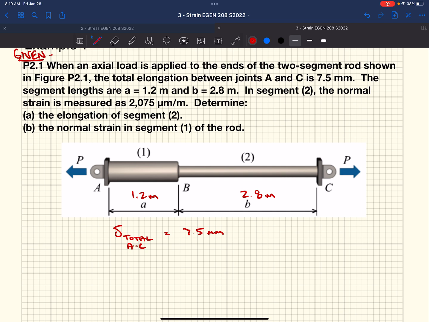What else do they give us? Well, they say the segment lengths. They also say that the normal strain in segment 2 is 2,075 micrometers per meter. So epsilon from B to C, that's segment 2, is 2,075 micrometers per meter. Well, what does that equal? If we move that 10 to the negative 6, that'd be 0.002075 meters per meter. So you can see microstrain can be helpful so you don't have to deal with all of the decimals.